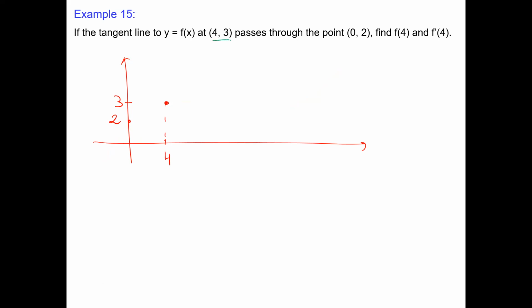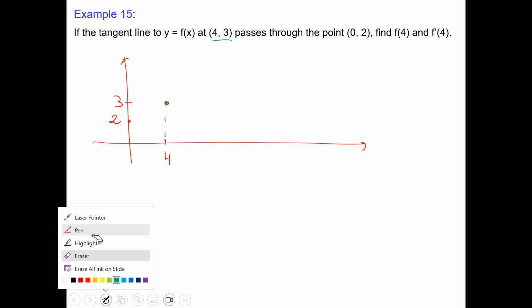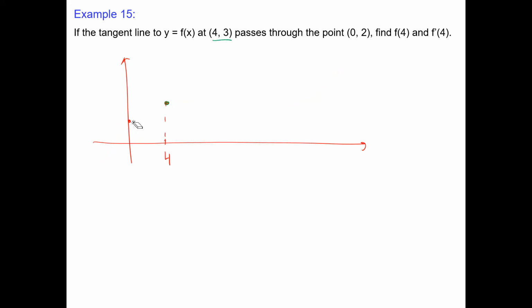We know that it goes through the point 4, 3. Then I can maybe do a little bit better scaling if I don't draw a curve. Okay, 4, 3, and we know that the tangent line also goes through the point 0, 2. I can possibly draw a tangent line. Okay, this is the tangent. And since we have 2 points, we can find everything.